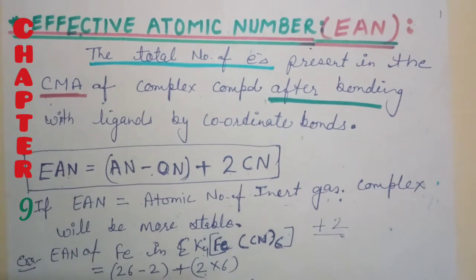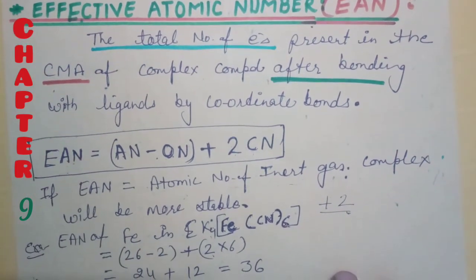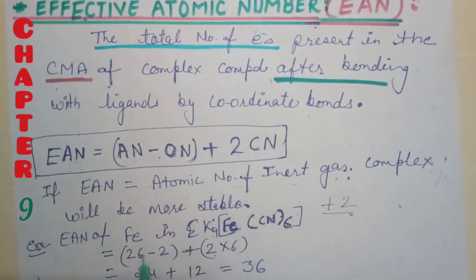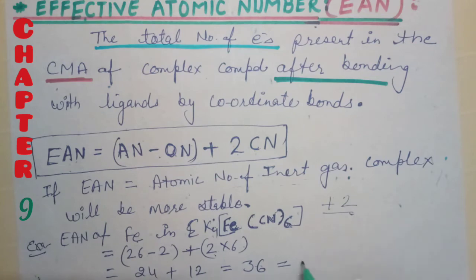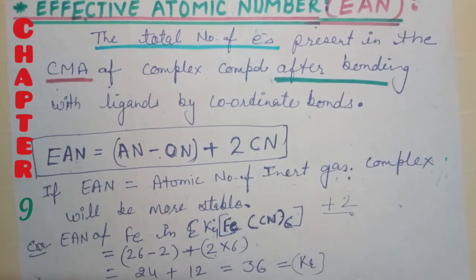Okay, see the first example, EAN of Fe in K4[Fe(CN)6]. Fe atomic number is 26, minus 2 because the oxidation number of Fe is here 2, plus 2 into 6. 26 minus 2 means 24, plus 12 is equal to 36. 36 is the atomic number of krypton. So this complex is very stable.